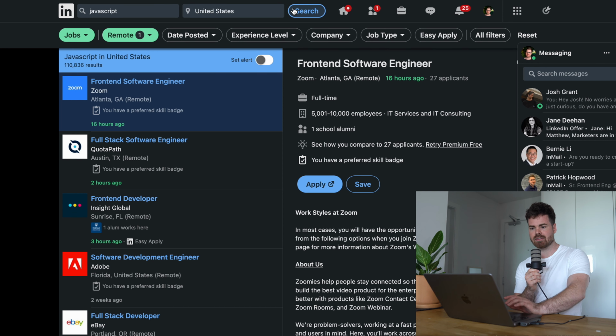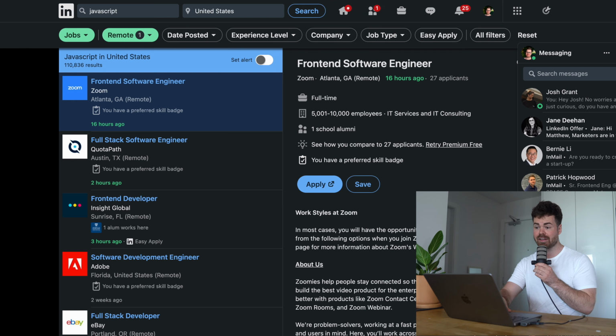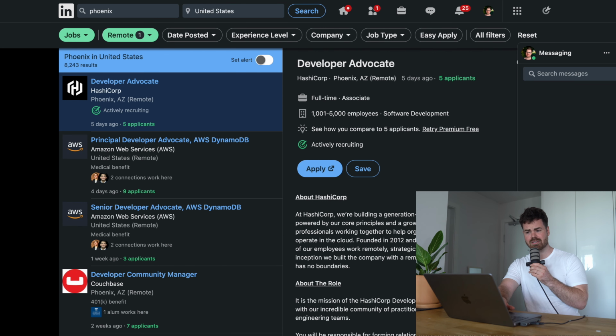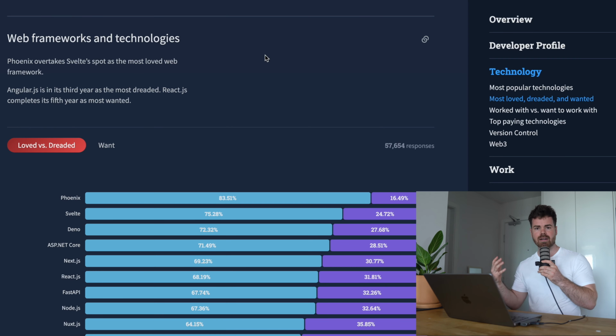We've seen here that JavaScript has got a ton of jobs, 110,000. But if we were looking at, say, for example, Phoenix, there's only 8,243 results. So that's a balancing act. When you're trying to learn what new technologies to go after, you have to balance what the real prospects of getting a job within that technology are against your enjoyment, or how much you want to work with it. It is a double-edged sword where sometimes the more niche the technology is and the better you are at it, the more money you can charge to do that. You'll see that with things like COBOL and Fortran, for instance. So I think it's very much a case-by-case basis.